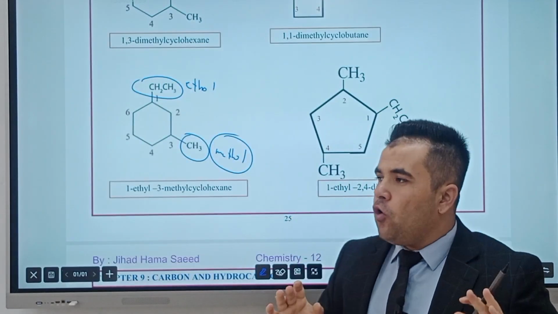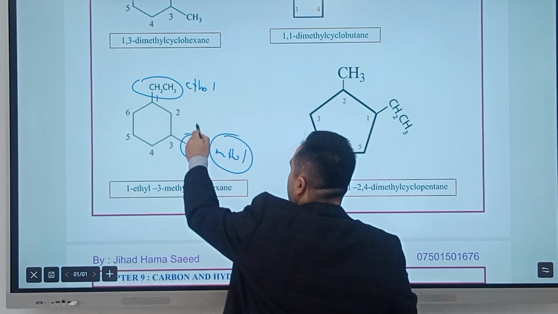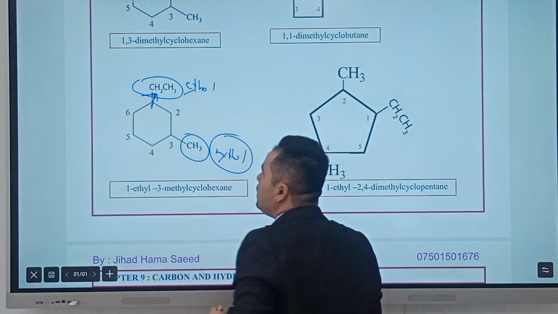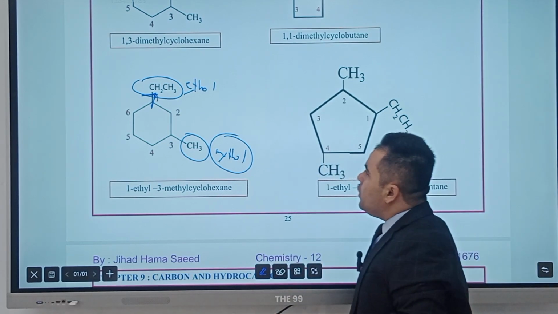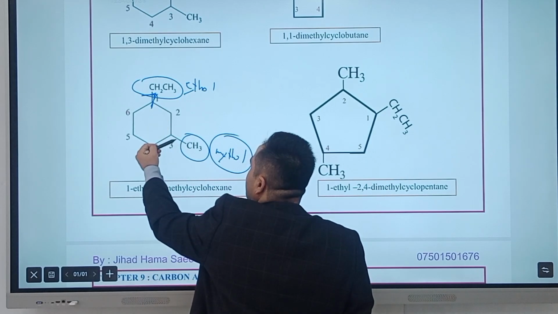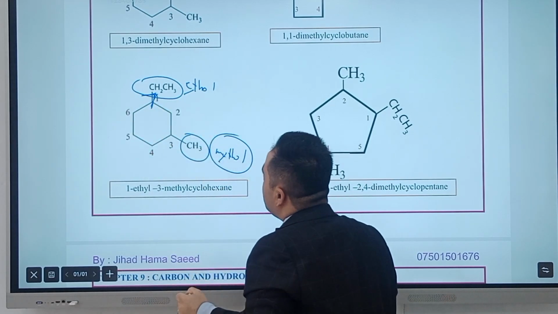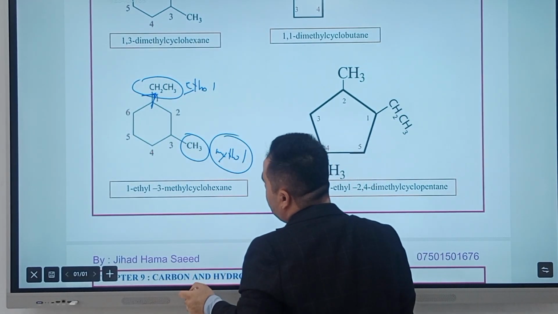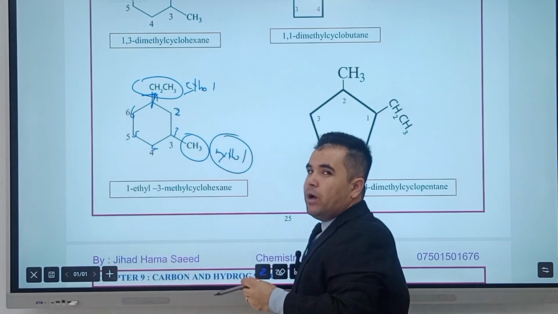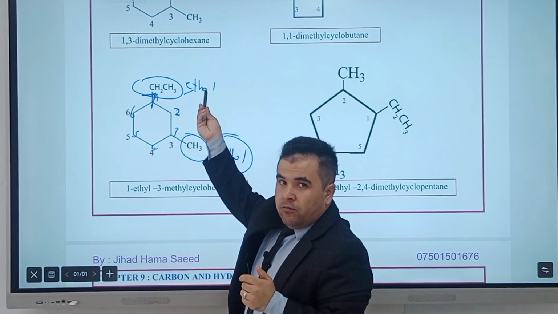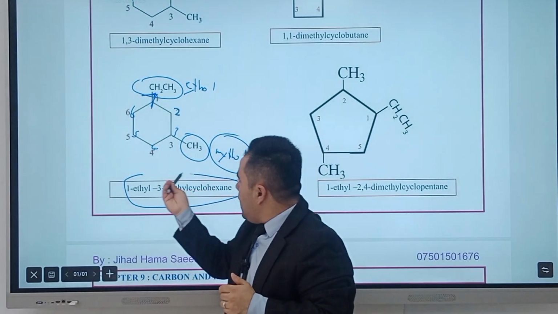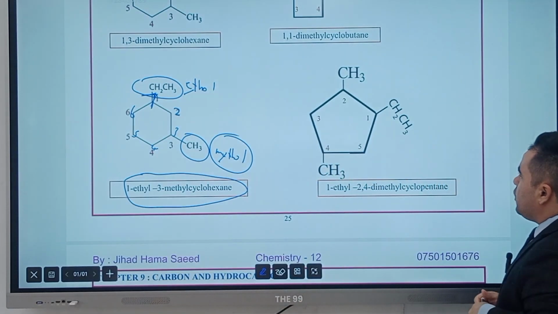From the alphabetical order, the one that has priority is E, so E is prior over the M. We have to start from the E. One must be on the ethyl group. And then in which direction should we rotate? Count in the clockwise direction. Why? Because the third will be the branch, but in counterclockwise, the fourth will be the branch. So 1, 2, 3, 4, 5, 6. It's 1 ethyl, 3 methyl cyclohexane.